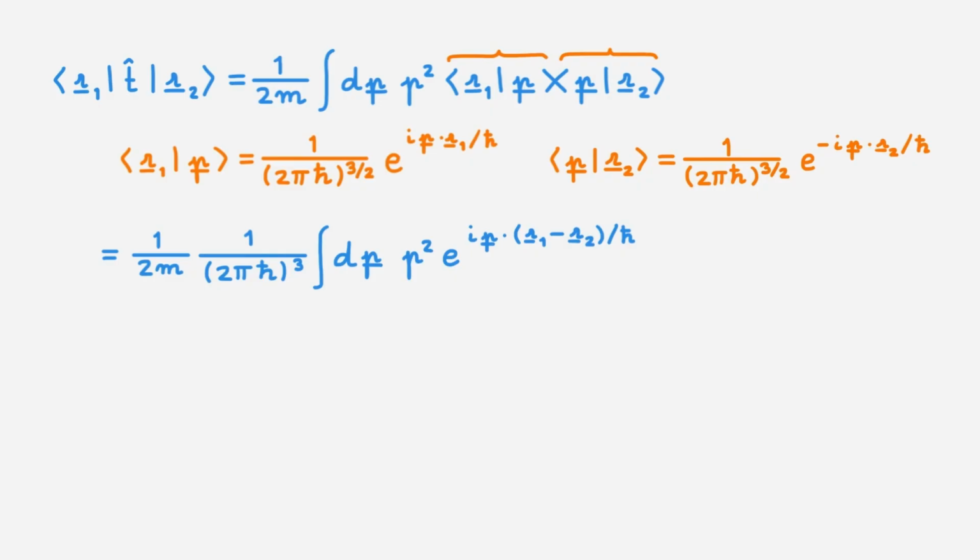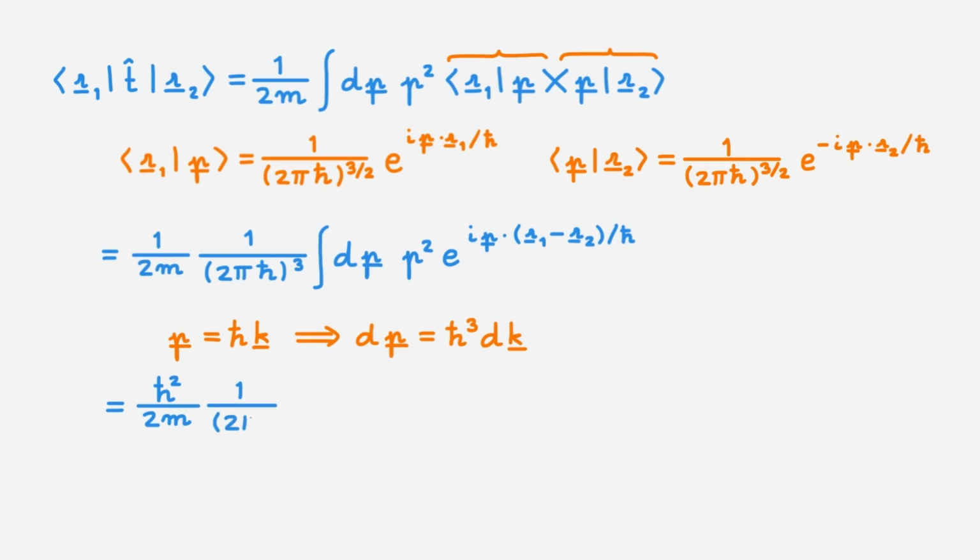At this point, it's useful to make a change of variables from p to k, related by the constant h bar. This also implies that dp is equal to h bar cubed dk, and with these new variables, our matrix element takes this form. Feel free to pause here for a moment to convince yourself of this change of variables.